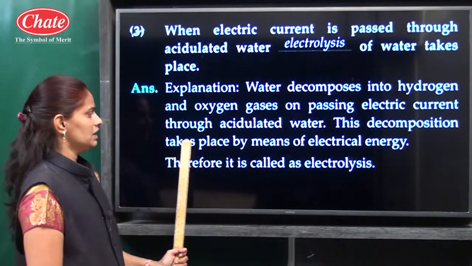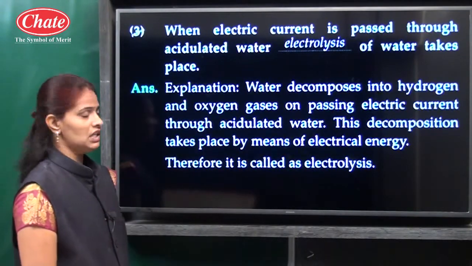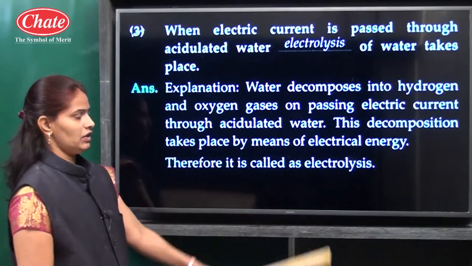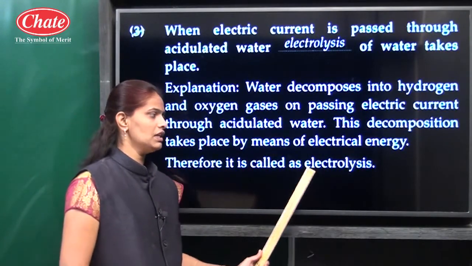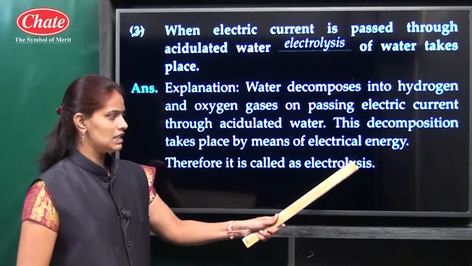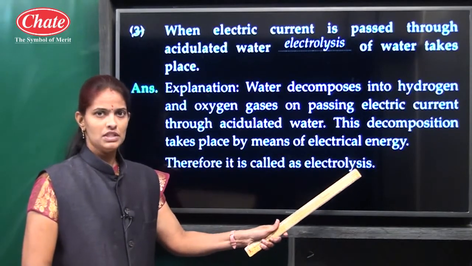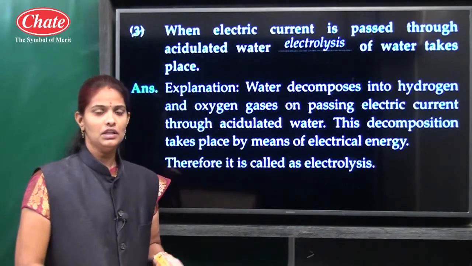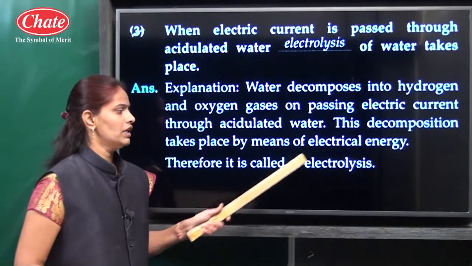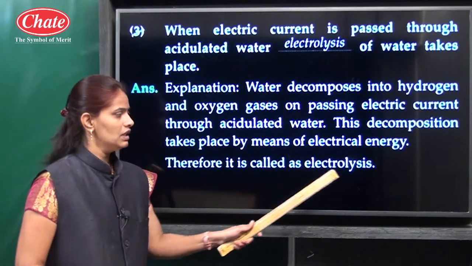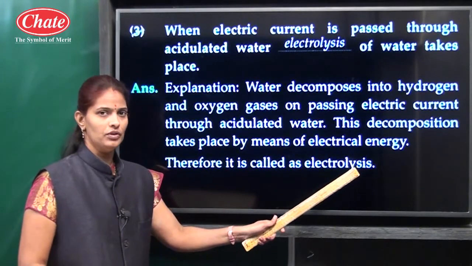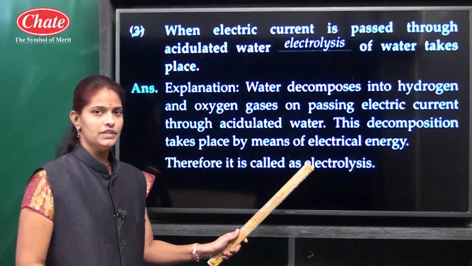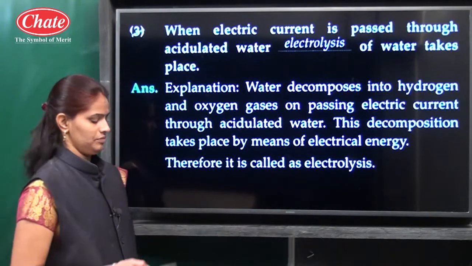This decomposition takes place by means of electric energy, therefore it is called electrolysis. We know electrolysis means electric separation. Lysis means separation. This separation occurs by using electric current. That is why this word is electrolysis. Lysis means separation, breakdown due to electric current. That is why it is called electrolysis.